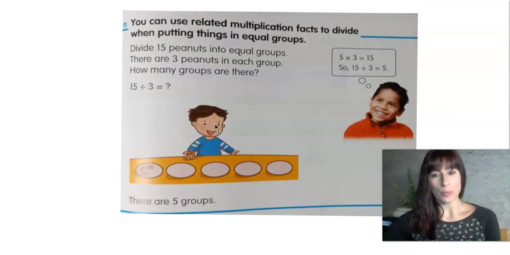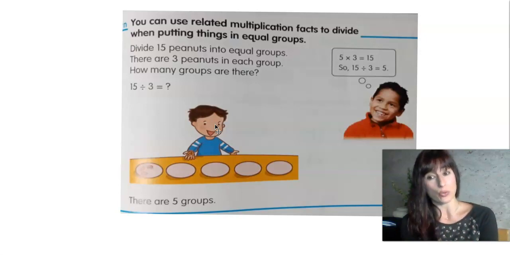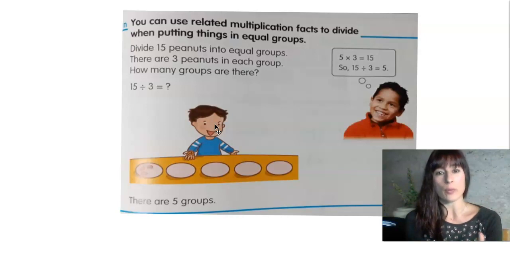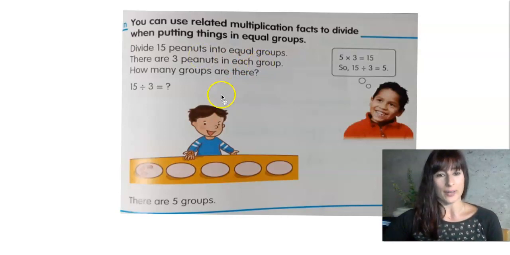Okay, here we have one more problem, because remember, we don't only divide to find how many we have in each group. We can also divide when putting things in equal groups to find out how many groups there are. For example, here we have divide 15 peanuts into equal groups. There are 3 peanuts in each group. How many groups are there? Okay, so we have a problem. Again, first we put 15 divided by 3. First comes the number, how many we have in all.